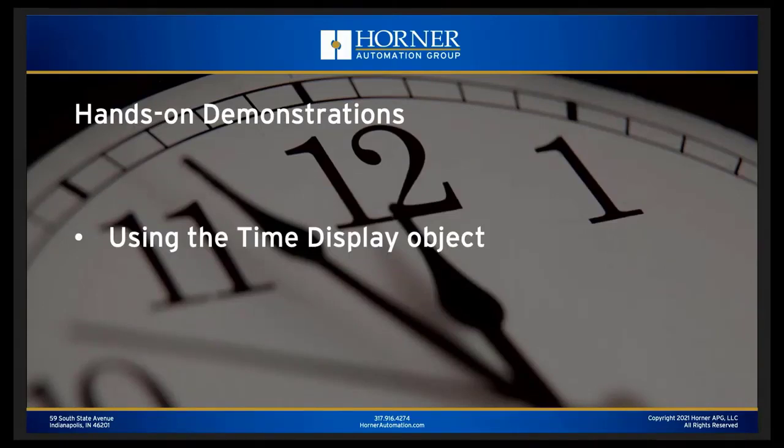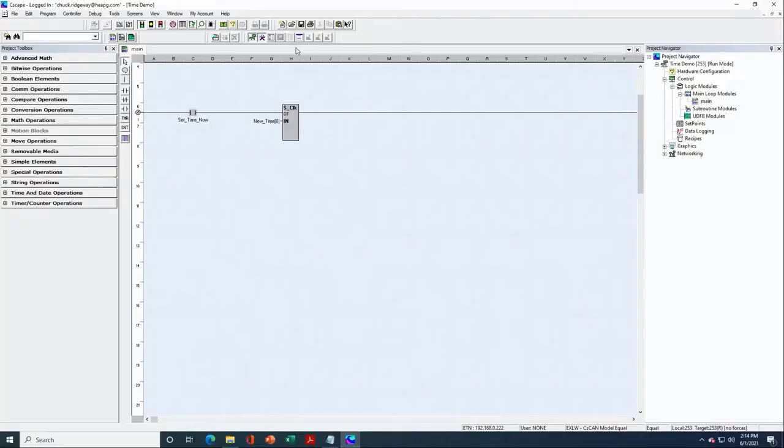Okay, let's go ahead and switch to Cscape now, and I'm going to show you how to display time and date on the screen. Let me go ahead and change my mouse here. So let's go to the graphics object. Well, before we do that, let's take a look at our variables.